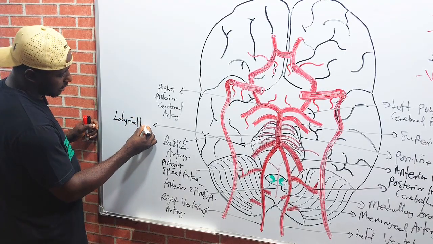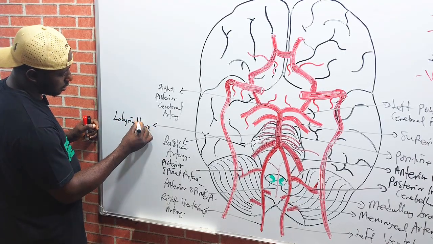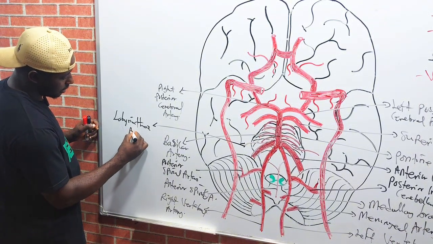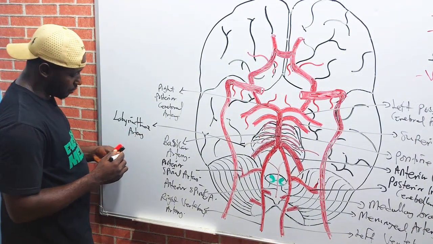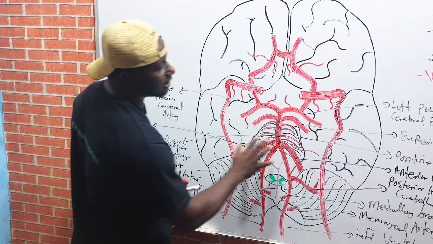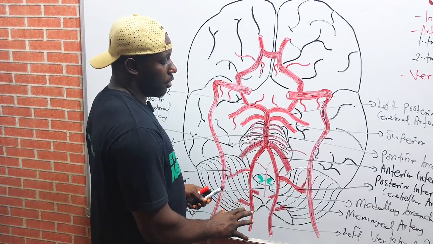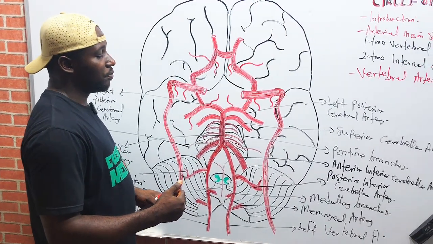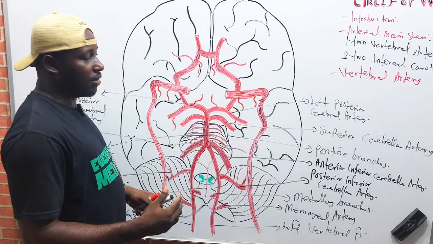The labyrinthine artery, which is a branch of the basilar artery. So these are the branches from the vertebral artery and also the basilar artery, right?